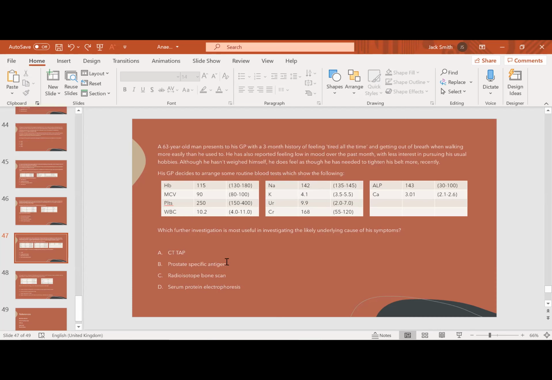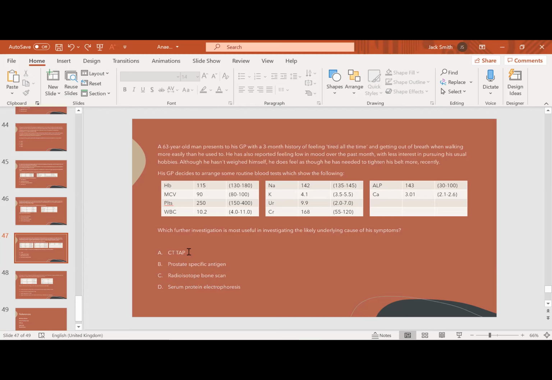So although some of these would be appropriate, and certainly a radioisotope bone scan would be used in the workup of a man like this, this wouldn't actually tell you specifically what the diagnosis is, whereas this does, this doesn't, this doesn't, and this doesn't. These aren't diagnostic tests. This is a diagnostic test.